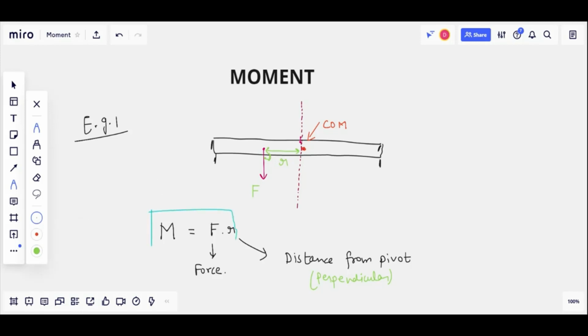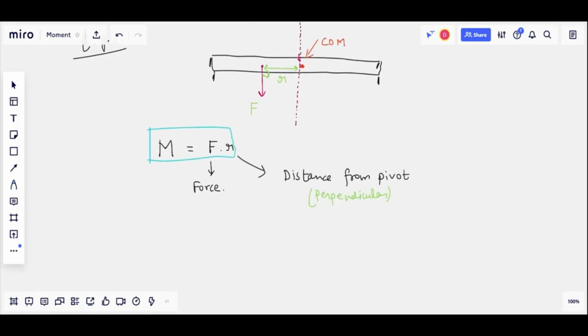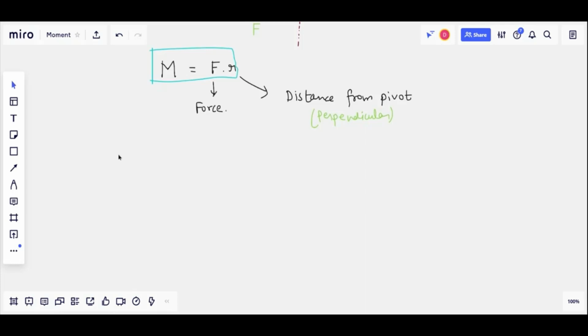The unit of force is the newton, denoted by N, and the unit of the distance, the radius, is the meter. So the multiplication of both will be newton times meter. This is the SI unit of the moment.